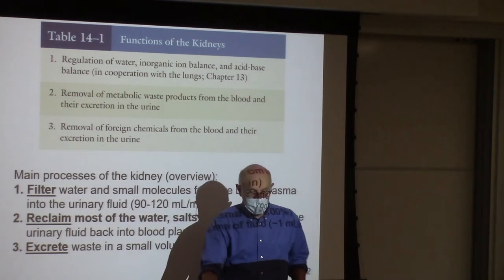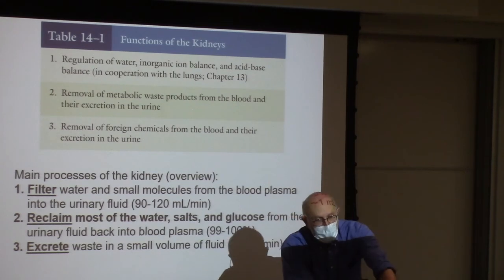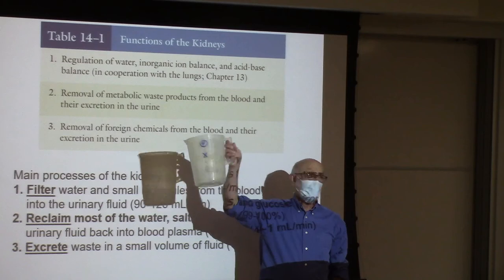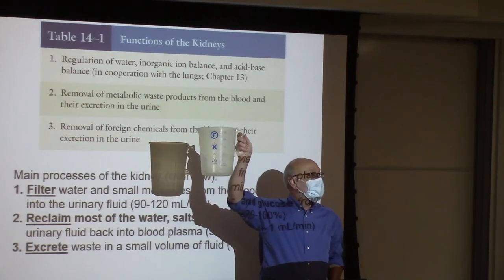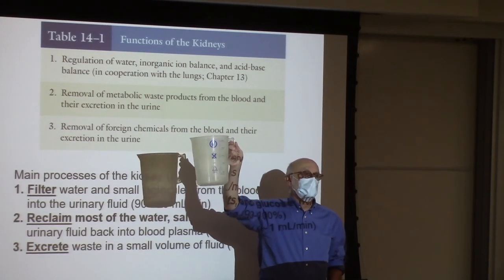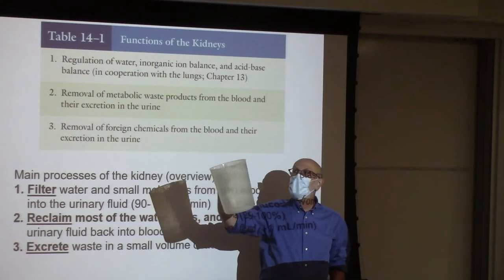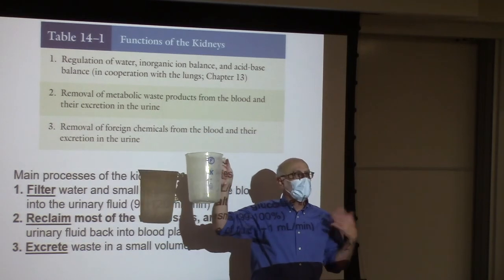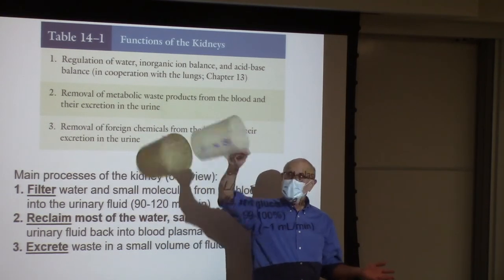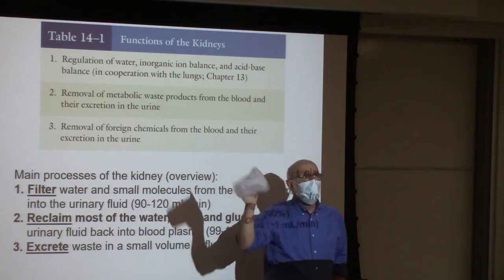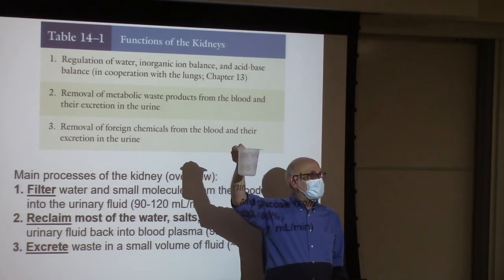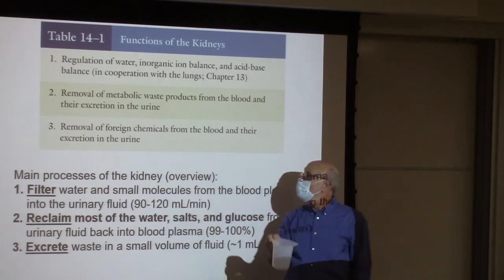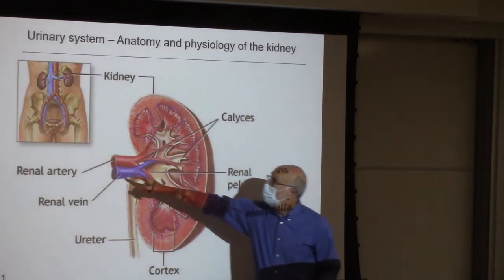Just to illustrate the volumes we're talking about, here is a 5-liter beaker that shows the cardiac output, 5,000 milliliters per minute, a typical cardiac output, the amount of blood your heart pumps out each minute. About 20% of that cardiac output goes to the kidneys. So 1 liter per minute of blood goes to the renal artery.